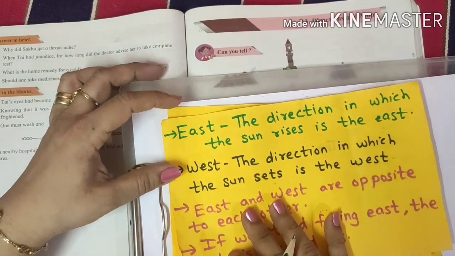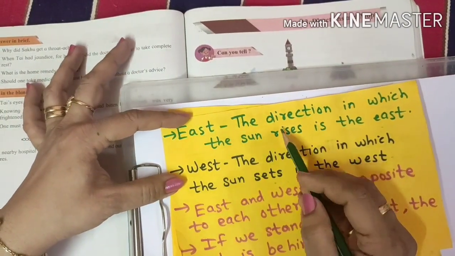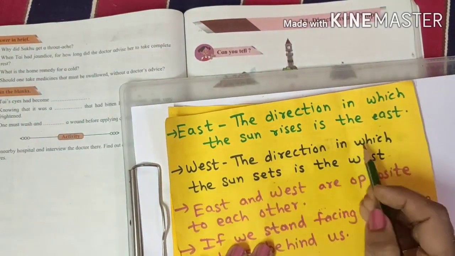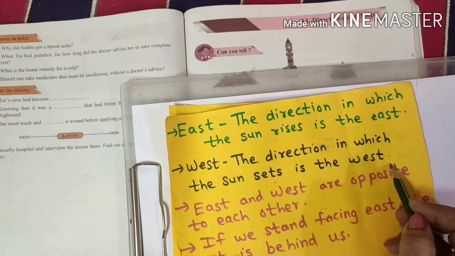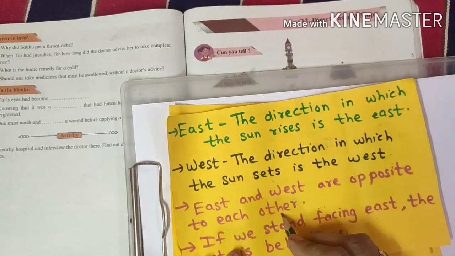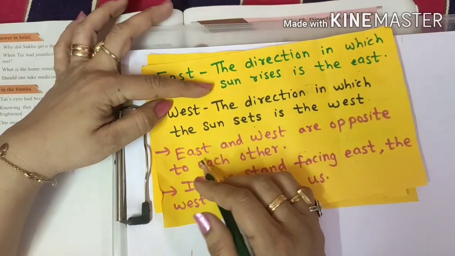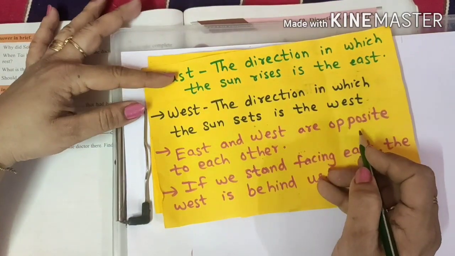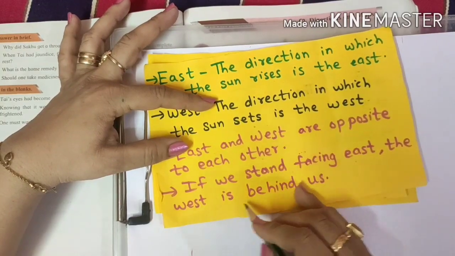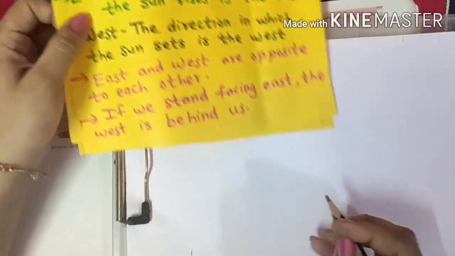Yes children, so we have seen which is our east direction. The direction in which the sun rises is the east. The direction in which the sun sets is the west. Now east and west are opposite to each other. If we stand facing east, the west is behind us. Now how does it come, children?